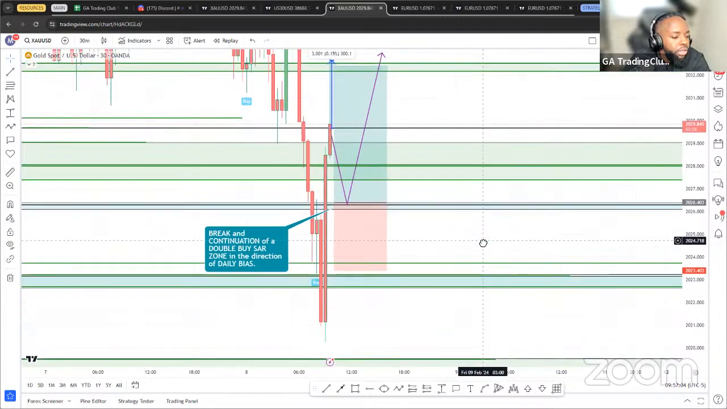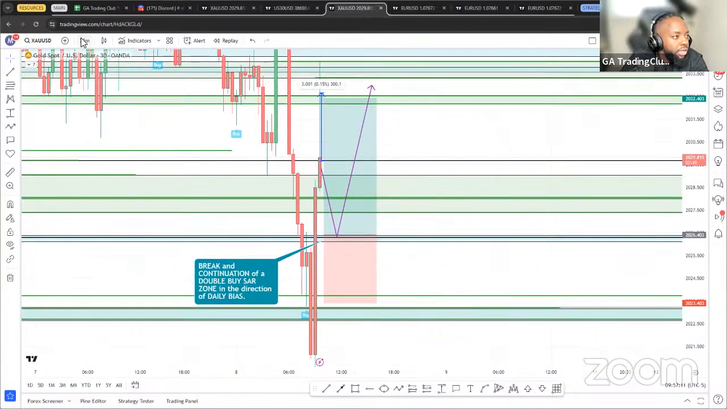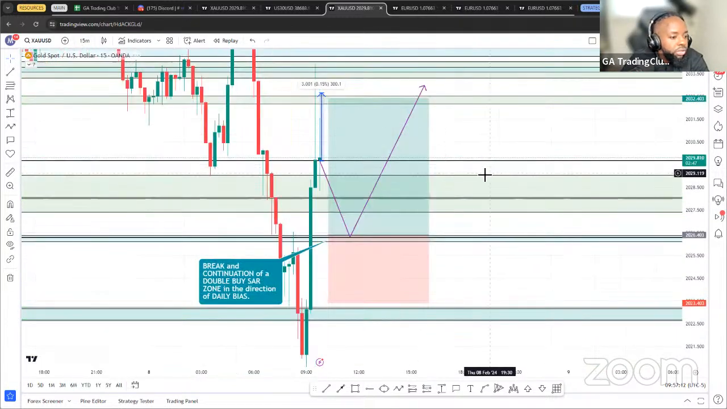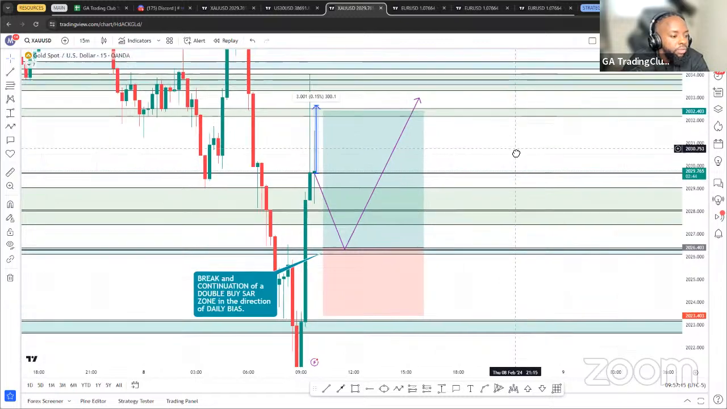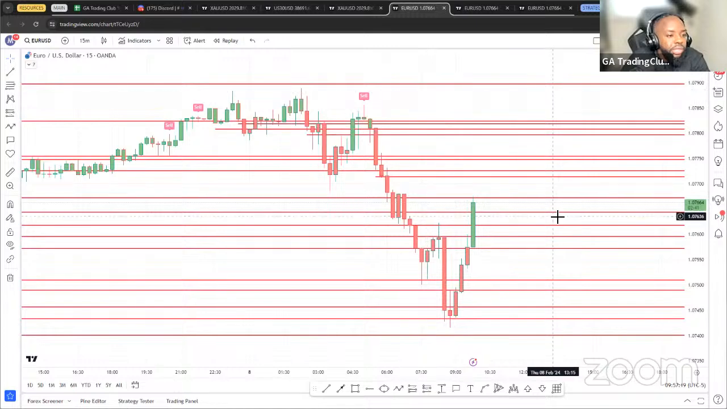For the 30-minute zone, I think we have a 30-minute zone right here as well, but that hasn't validated yet. EU, nothing really. I can't see anything major on EU right here.